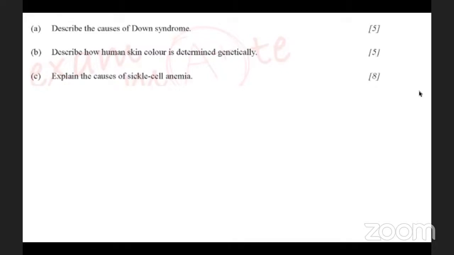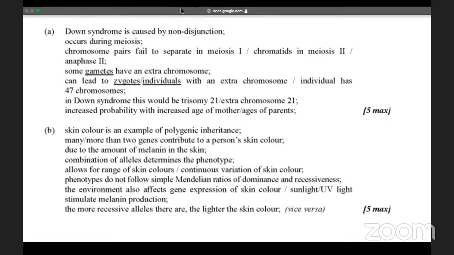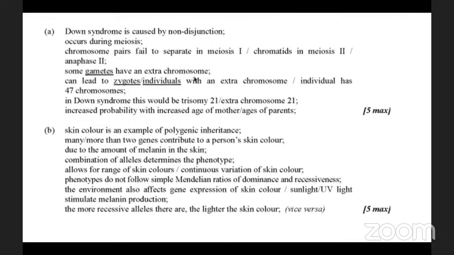But how deep do we have to describe the causes of Down syndrome? Let's look at the answer scheme. So first, Down syndrome, look, it says describe the causes of Down syndrome. So there will be no marks for you to give the definition of how Down syndrome looks like. But there would be no problem if you want to do it. But anyway, Down syndrome is caused by non-disjunction. So I would like to ask Alia, what does it mean by non-disjunction?